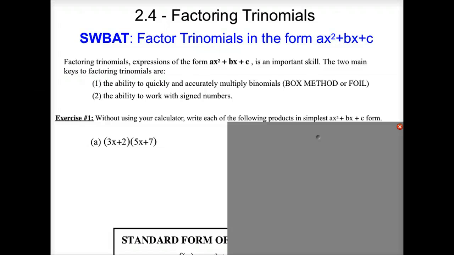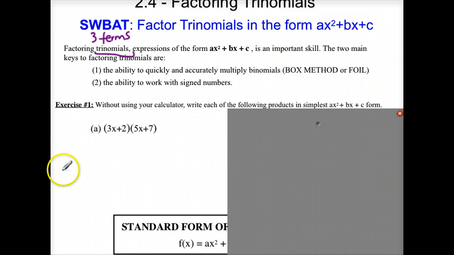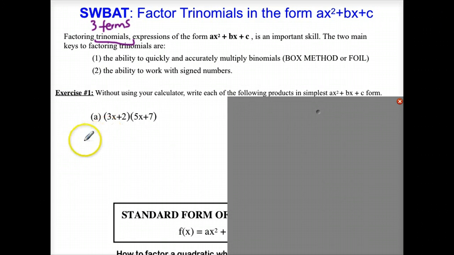When factoring trinomials, and again, trinomials here mean that it is three terms, there are two important skills that we need to remember. The ability to multiply binomials by the box method or FOIL, and the ability to work with signed numbers. Signed numbers meaning my positives and negatives. So, exercise 1, I really want to review really quick how we multiply these binomials.